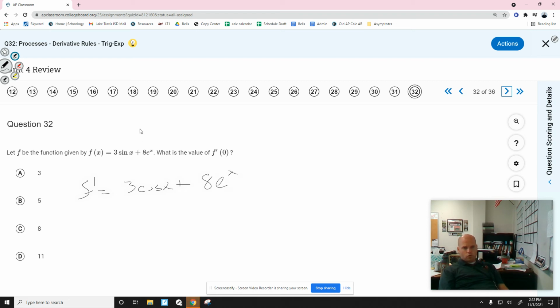You don't need the product rule when it's just a constant. Just leave it. This is a pretty simple problem here. Cosine of 0 is 1. That's 0, not 6. 8 plus 3, 11.